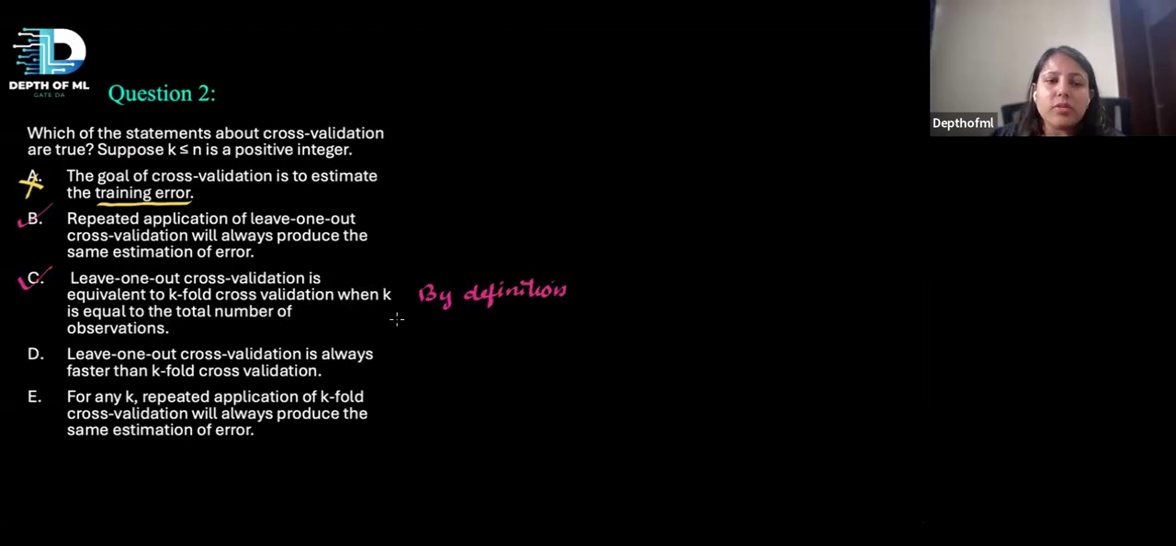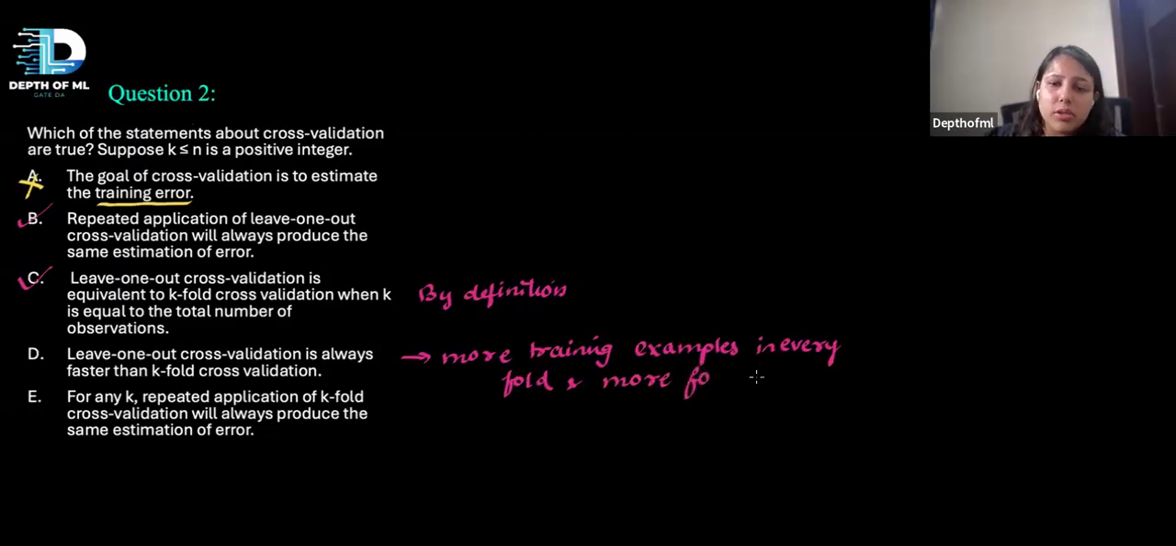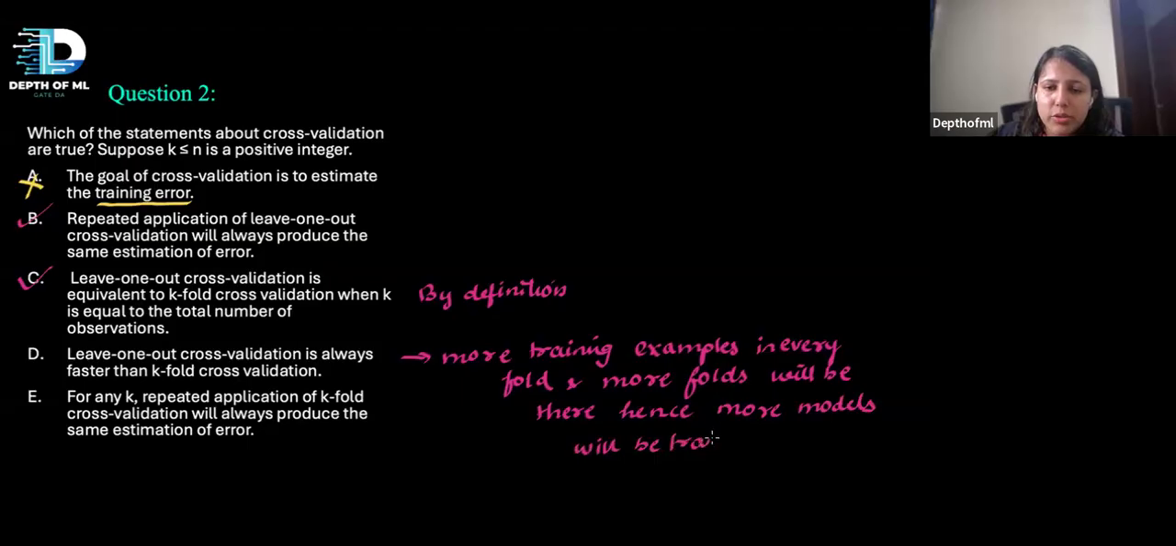Now leave one out cross validation is always faster than K-fold cross validation. Is it always faster? No. So this is not faster, right? We saw that there'll be more training examples in every fold, and more folds, more number of models will be there. Hence, more models will be trained. Right? So this is not correct.